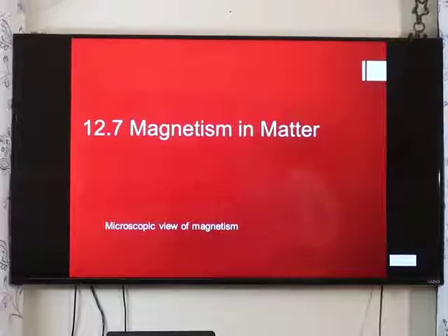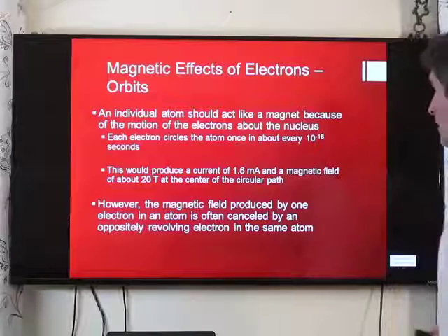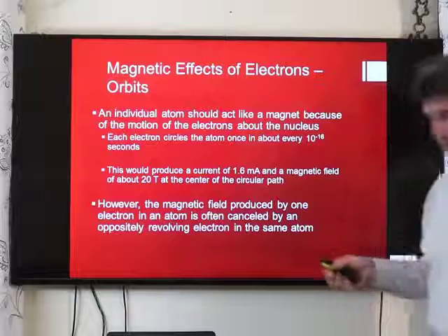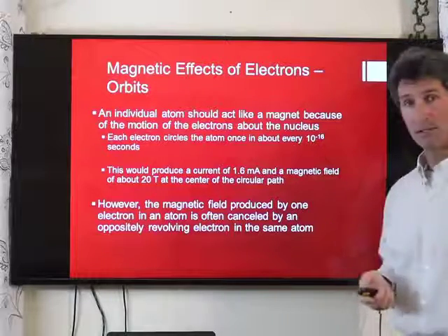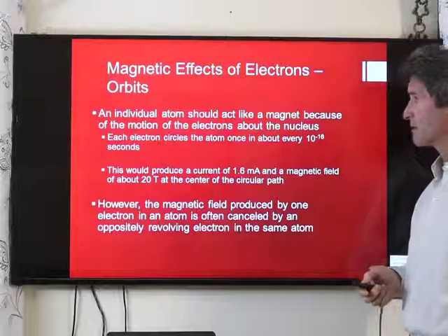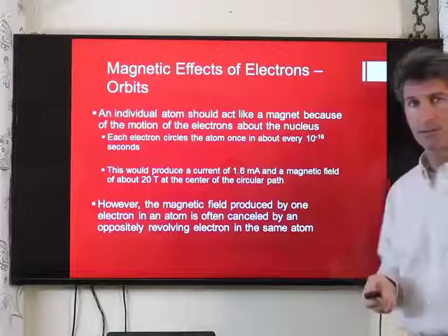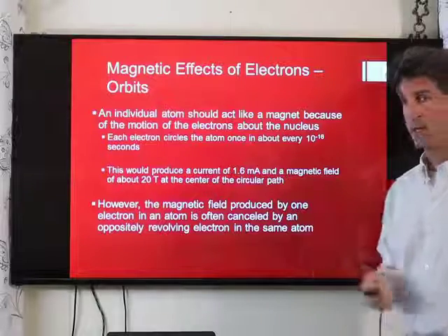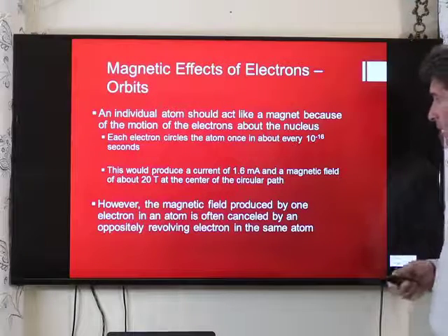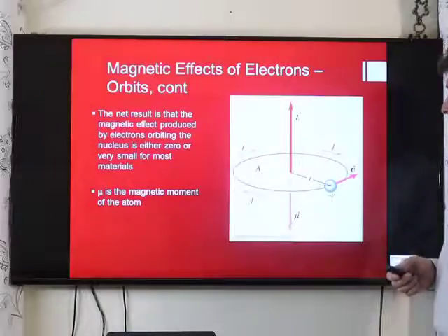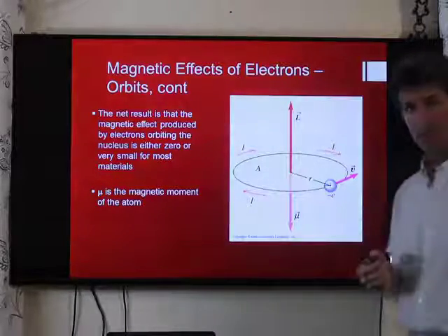Okay, magnetism and matter. As we said earlier, magnetism is due to the movement of the electrons in atoms, so different materials, depending on their electron structure, will have different types of magnetic properties. Again, we can model it this way.